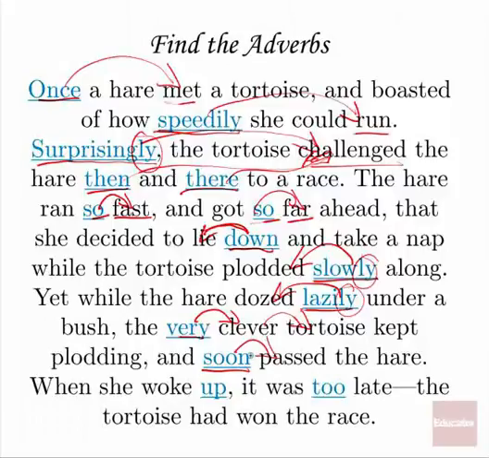Kept plodding and soon passed the hare. When did it do the passing? Soon. When she woke up, how did she wake? It was too late. How late was it? Too late. The tortoise had won the race. So as you see, these are all used to modify verbs, adjectives, or other adverbs. They make the story richer and add detail.